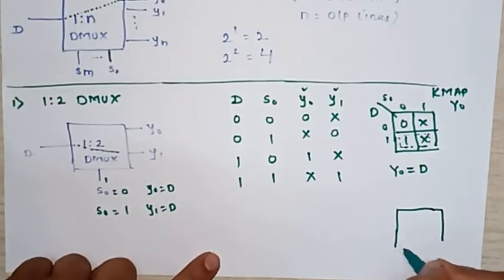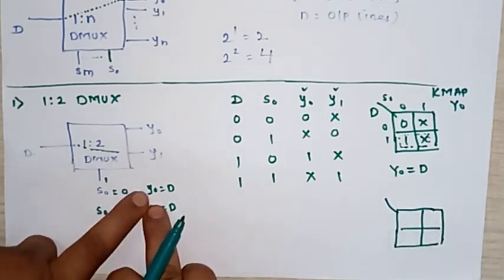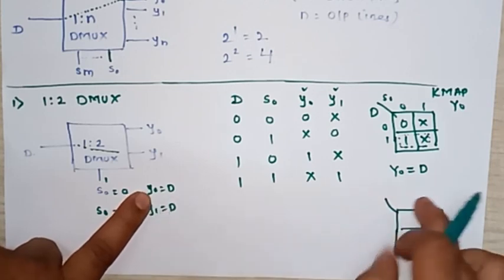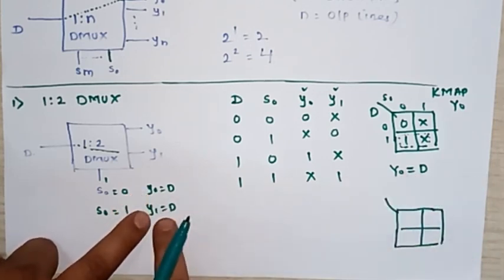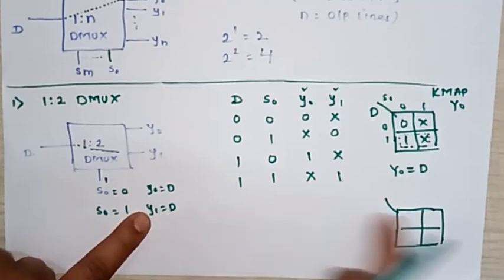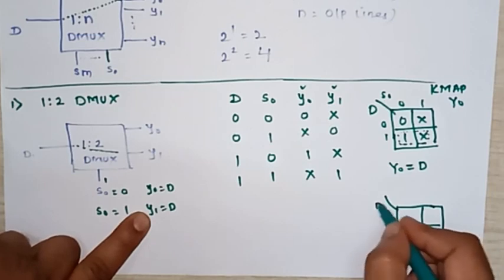Actually here we don't need to write the equation, because from this also you will see that Y0 is D, so we get the same equation here, Y0 equal to D. For Y1 that is also equal to D, so here also we will get the same equation, there is no issue.